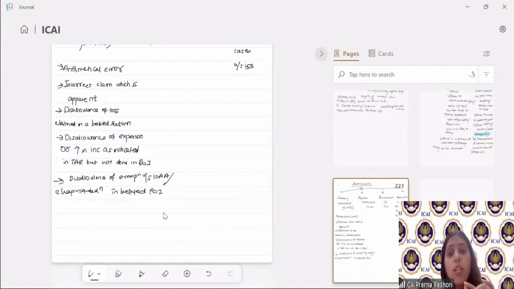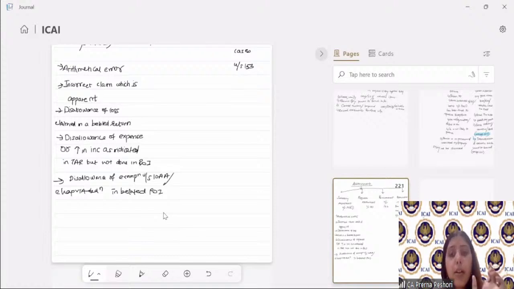If no response is received within 30 days, then the processing is carried out by incorporating the adjustments. Based on that, the tax, interest, and fees will be computed. Whatever the demand is, that demand will be shown as sum payable, or if any refund is due, then the refund will be given after adjustment of taxes. Right?